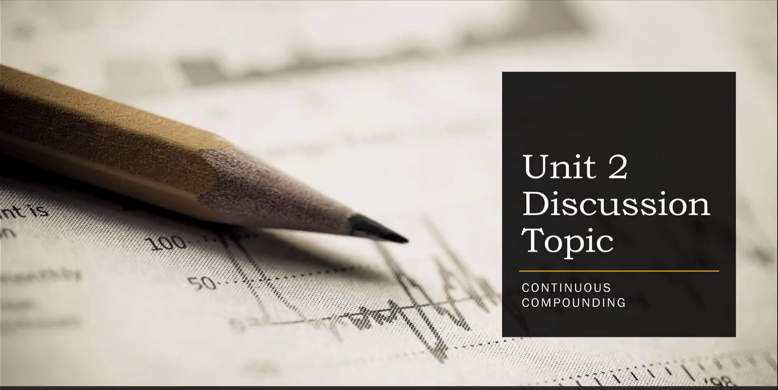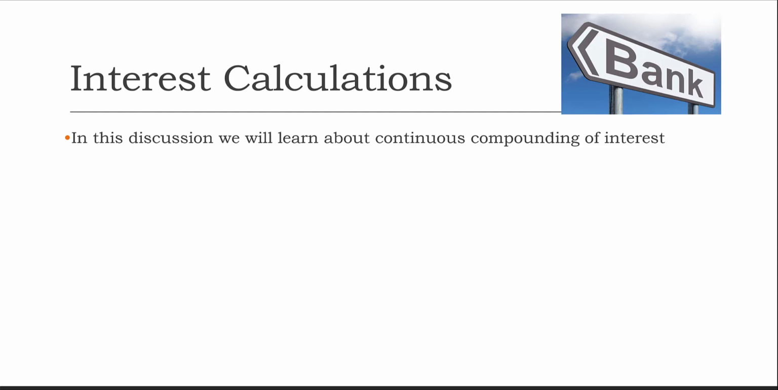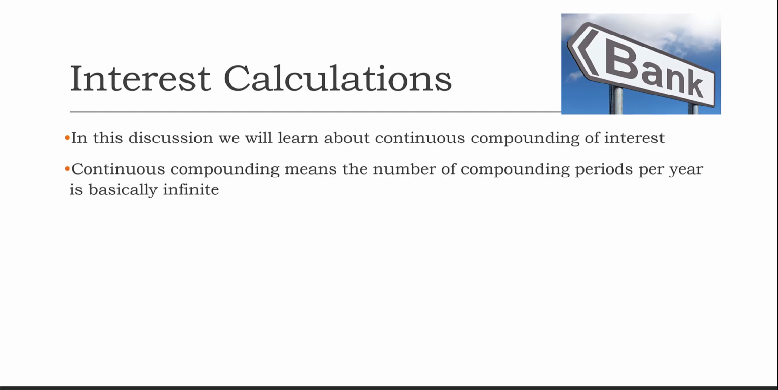Unit 2 discussion, continuous compounding. In this discussion, we'll learn about continuous compounding of interest. Continuous compounding means the number of compounding periods per year is basically infinite.